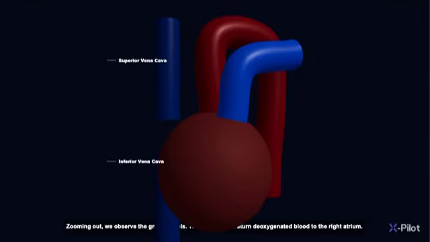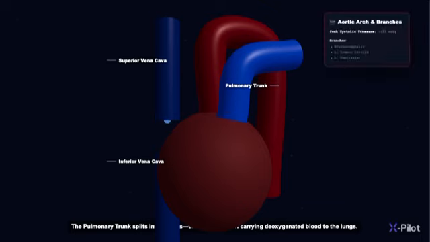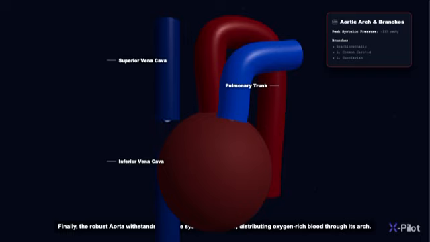Zooming out, we observe the great vessels. The vena cavae return deoxygenated blood to the right atrium. The pulmonary trunk splits into arteries, the rare exception carrying deoxygenated blood to the lungs. Finally, the robust aorta withstands immense systemic pressure, distributing oxygen-rich blood through its arch.